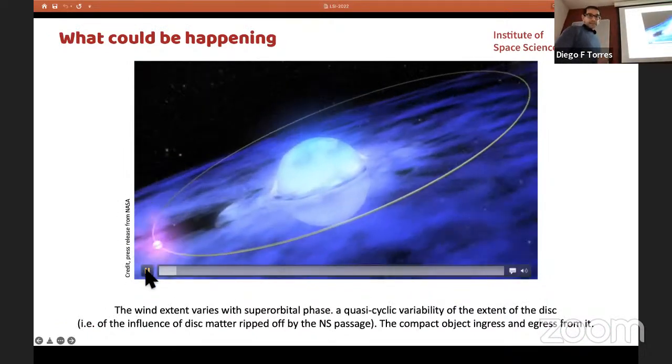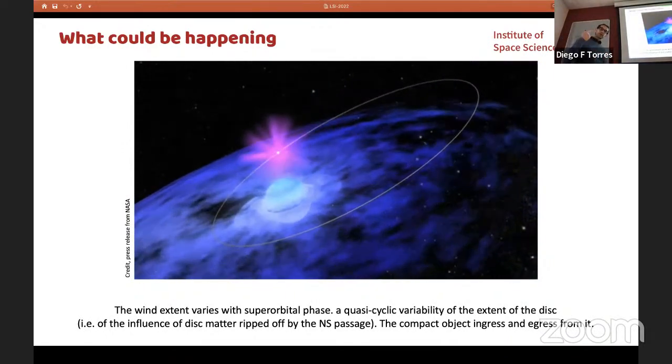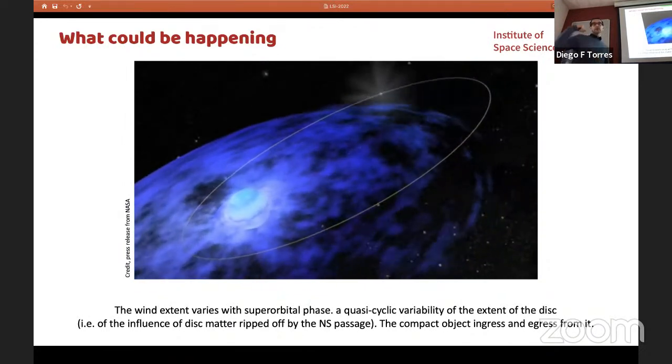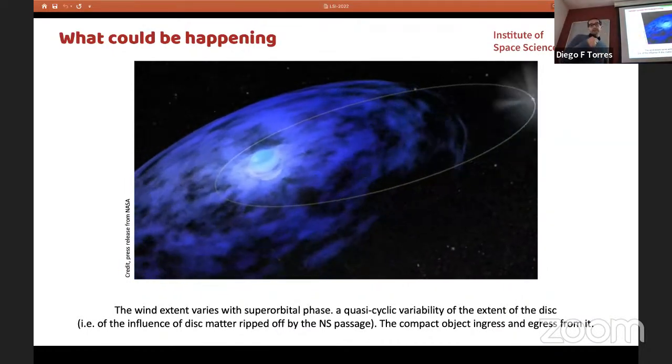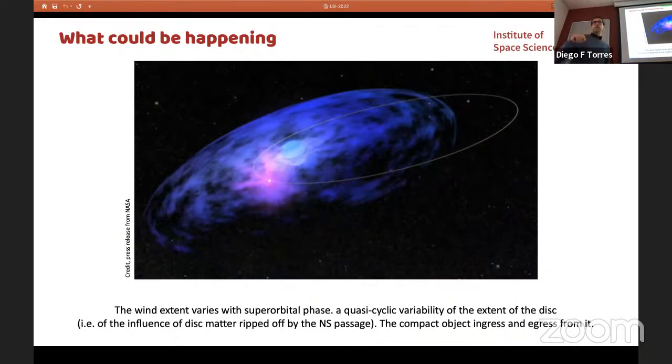What may be happening is that you have the neutron star going around the Be star, no? And at some points it is outside the decretion disk, and at other points in the orbit it is inside. The idea is that when it is outside the decretion disk, the pulsar may act freely, let's say, as a pulsar, because it is less affected by the matter in the disk.